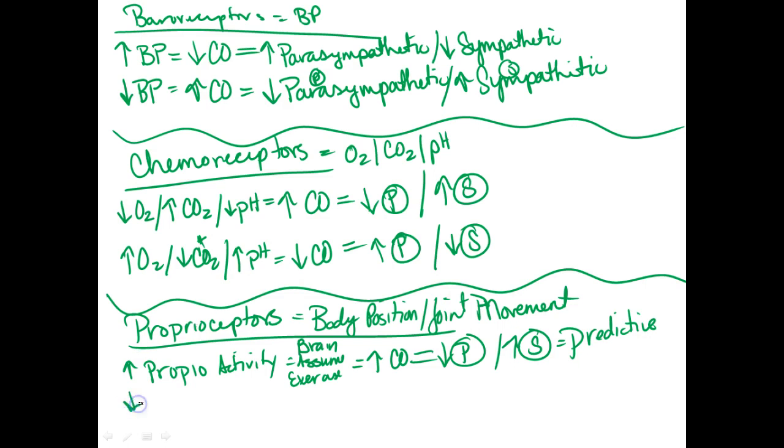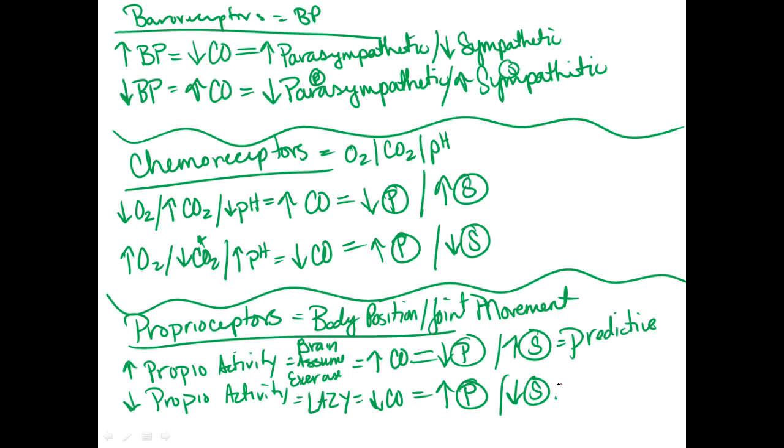Vice versa, if we have a decrease in proprioceptor activity, this means you're being lazy, which requires less cardiac output, which means we can increase parasympathetic stimulation and decrease sympathetic stimulation. Okay. So this is overall how we, on a daily basis, unconsciously and automatically regulate different aspects of the cardiovascular system.